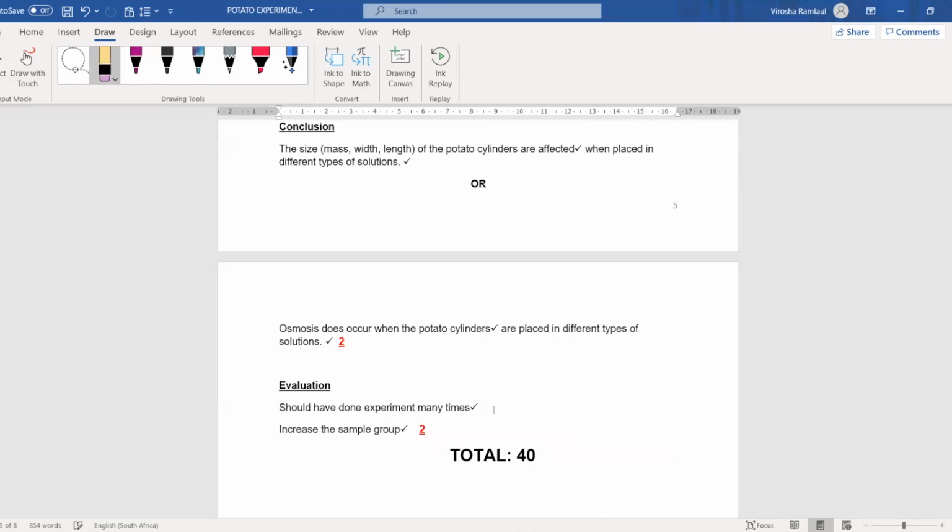If we did it many times, we could have increased the reliability, and we only used 1 potato cylinder per solution. We could have increased the sample size, such as the potato cylinders, so your experiment is more fair.